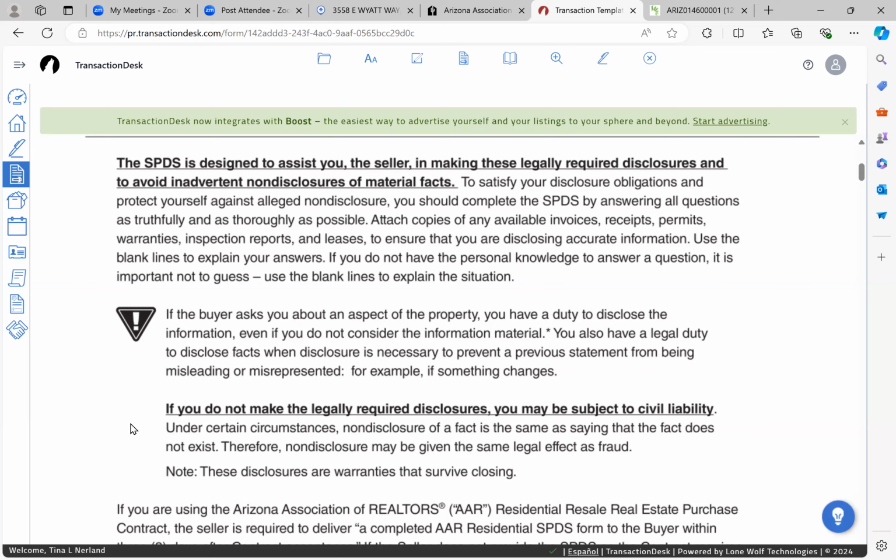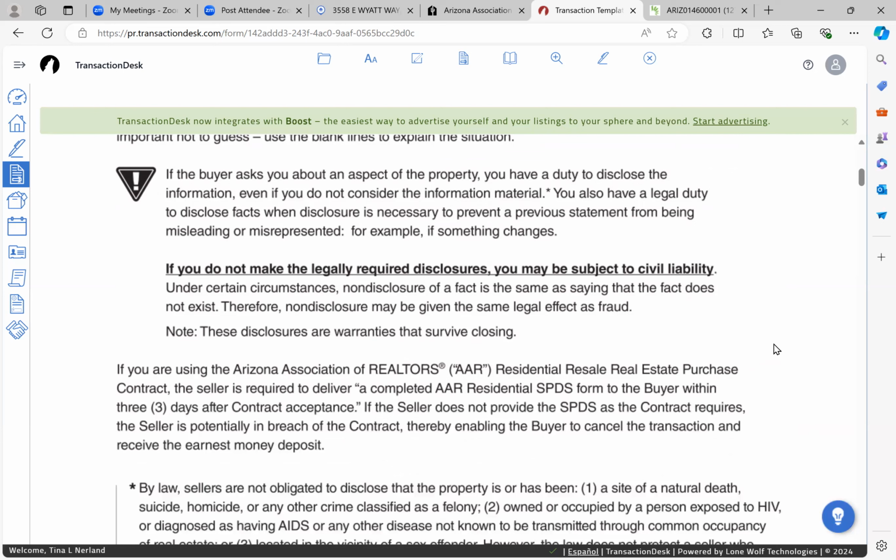I'm sorry, if you do not make the legally required disclosures, you may be subject to civil liability. Under certain circumstances, non-disclosure of a fact is the same as saying that the fact does not exist. Therefore, non-disclosure may be given the same legal effect as fraud. Note, these disclosures are warranties that survive closing. So just make sure your sellers are reading this and that they understand just how important it is to disclose.